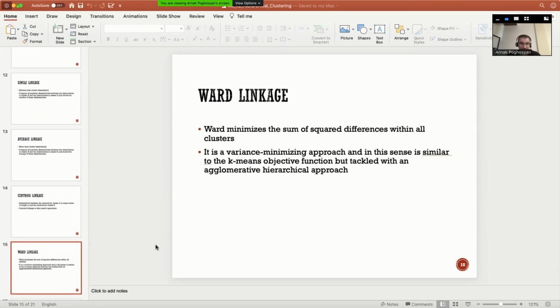Ward minimizes the sum of square differences within all clusters. It is a variance minimizing approach, and in this sense, it's similar to the k-means objective function. So they are working similarly.